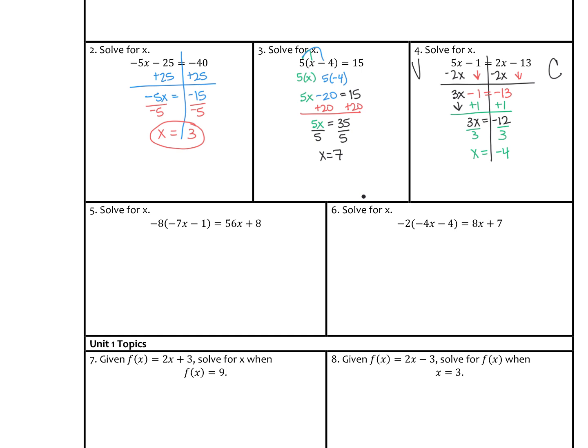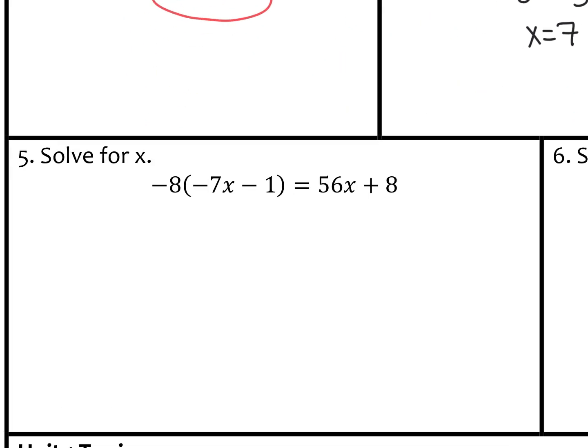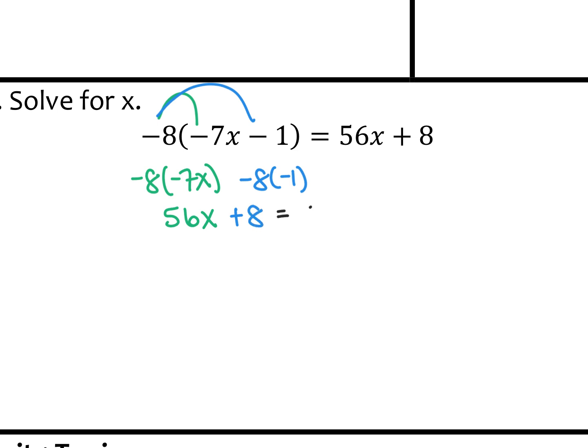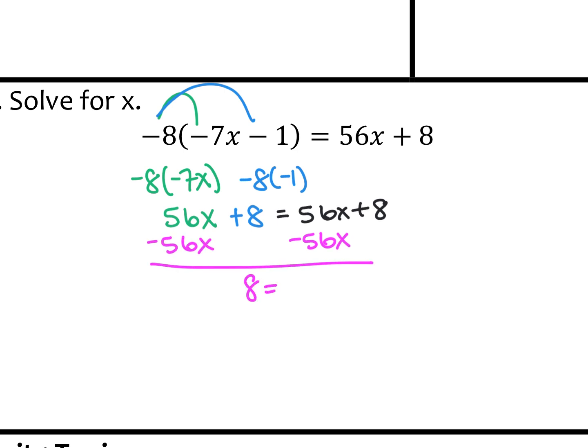All right, 5 and 6 get a little bit more involved with that rainbow idea. Rainbow property, also called distribution. So negative 8 times negative 7x is 56x. Negative 8 times negative 1 is a positive 8. Nothing happened on the right, so I just bring everything straight down. I want to get the variables on the left-hand side, the constants on the right-hand side. So I'm subtracting 56x here, and I get 8 equals 8.